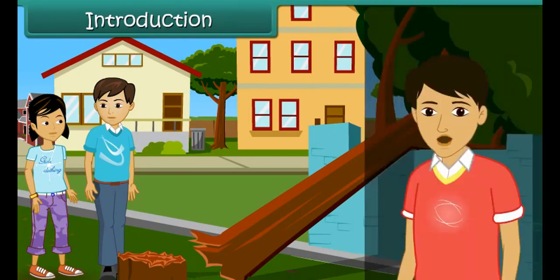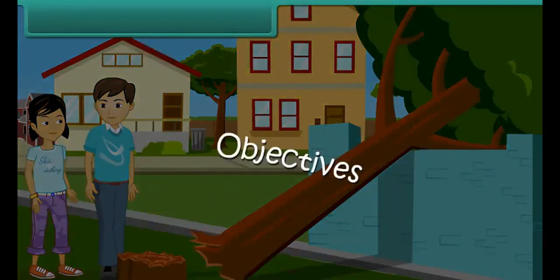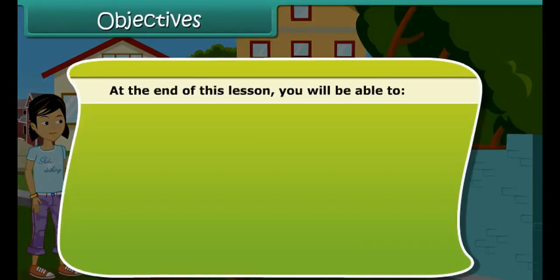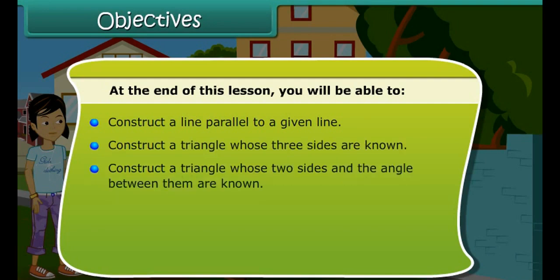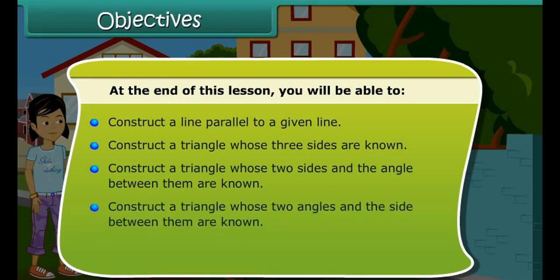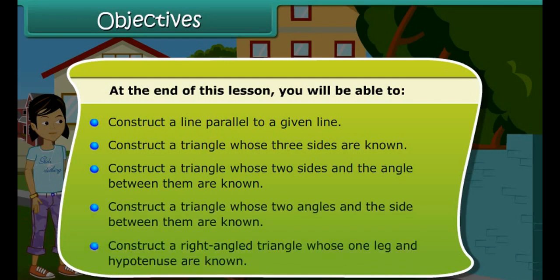In this lesson, you will learn to construct triangles. Objectives. At the end of this lesson, you'll be able to construct a line parallel to a given line, construct a triangle whose three sides are known, construct a triangle whose two sides and the angle between them are known, construct a triangle whose two angles and the side between them are known, construct a right-angled triangle whose one leg and hypotenuse are known.